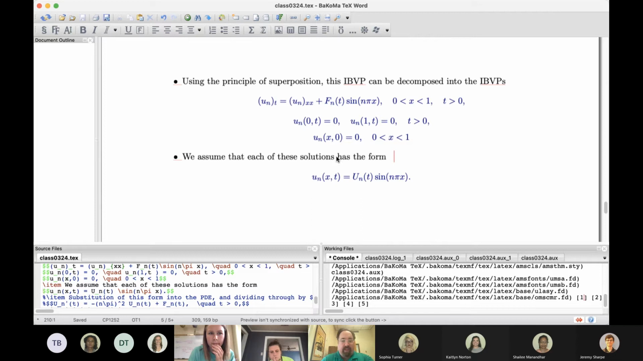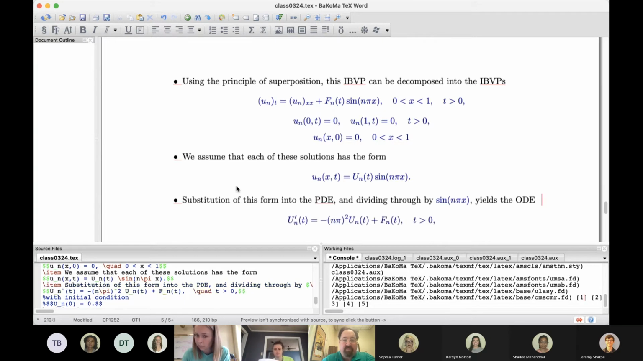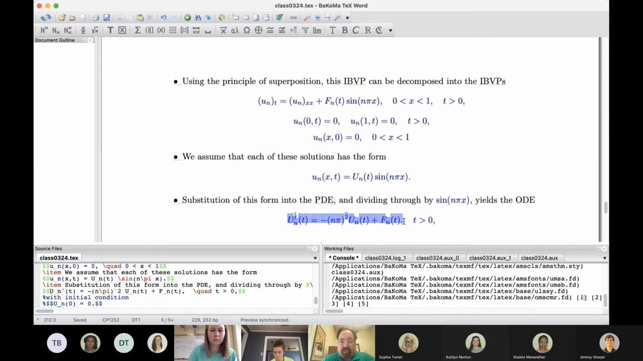Because what would happen if I substitute this into the PDE, then I would just get U_n prime on the left side. Then I would get this from taking the second derivative with respect to x on the right side. And then I would have this term. This is what I would get after dividing through by sine n pi x. You get a sine n pi x in every term, you cancel it out, and this is what you have.